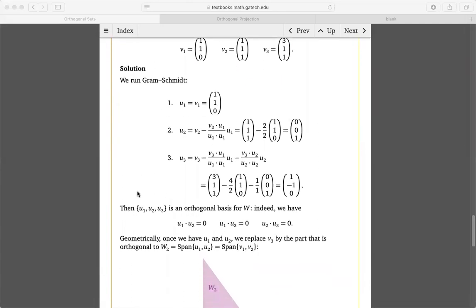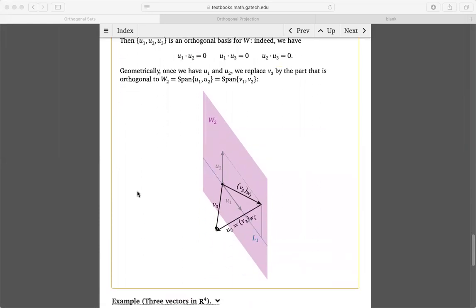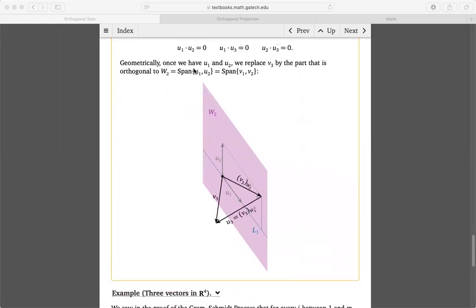And again, let's look at the visual interpretation. This one's actually kind of hard to identify what's going on. Remember in the previous problem, we had already found vectors u1 and u2. So let's start with that, because this problem kind of builds off the previous one. Remember u1 was equal to v1. So this is where v1 lies.